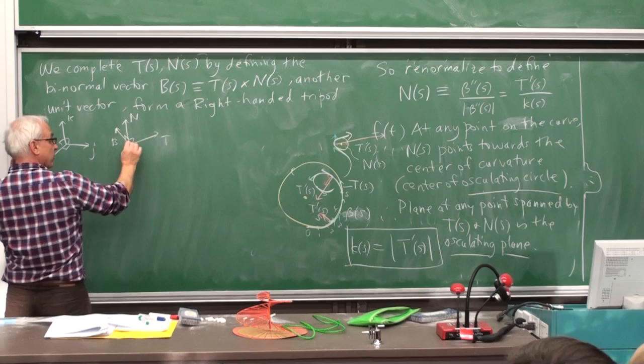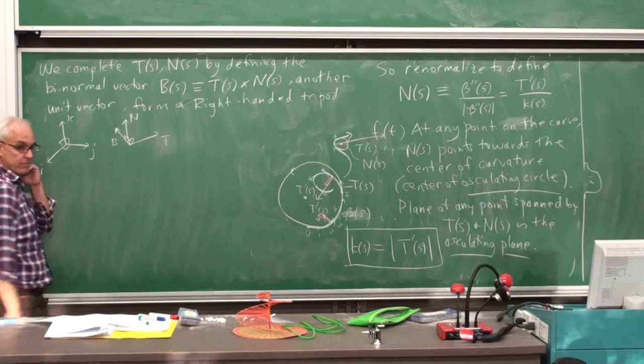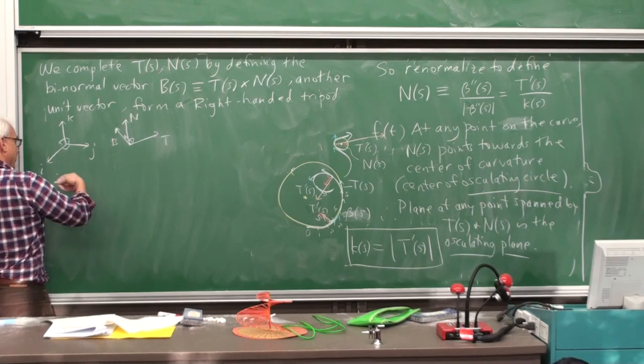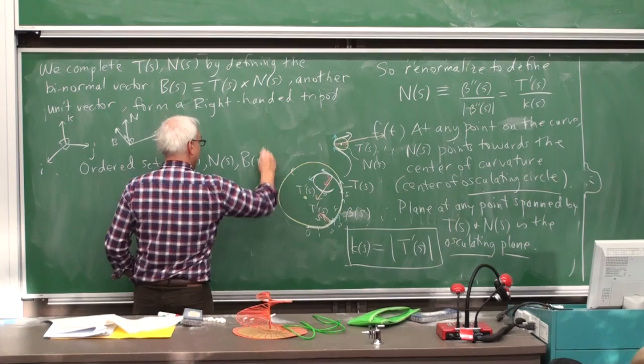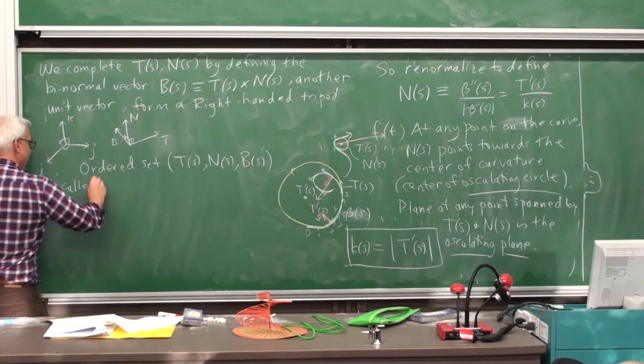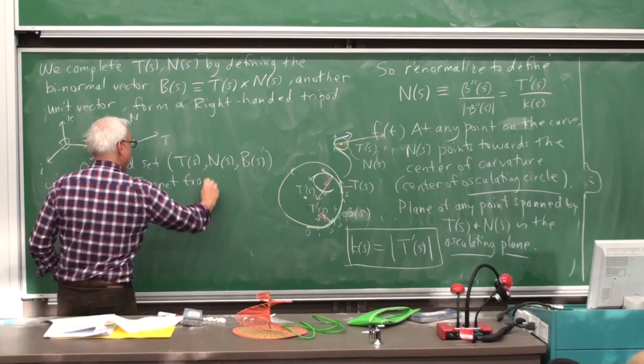Okay, and they're all supposed to be of unit length. So now, therefore, this ordered set of vectors T of S, N of S, and B of S is called the Frenet frame of the curve beta at S.